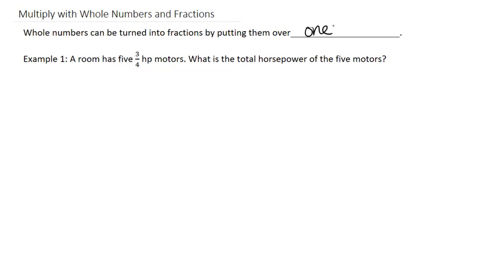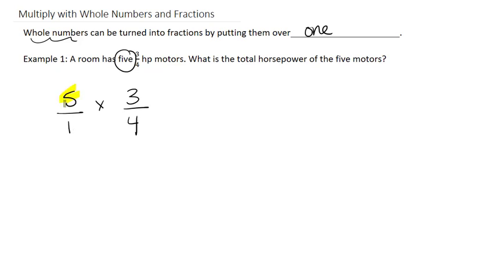Example 1. A room has 5 3/4 horsepower motors. What is the total horsepower of the 5 motors? So what we do is we need to multiply this 5 times 3/4. And so how we can make a whole number into a fraction is by putting them over 1, because 5 over 1 is just equal to 5.